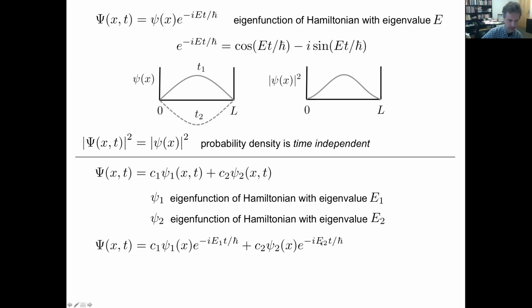And therefore, if I take this square modulus of the entire thing, there's going to be a cross term that is not going to be 1. In fact, it's not, because E1 and E2 are not equal to one another.